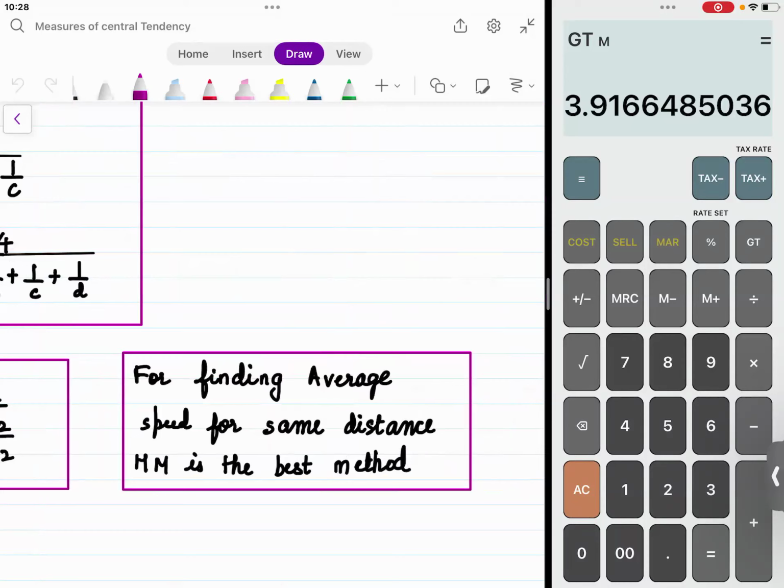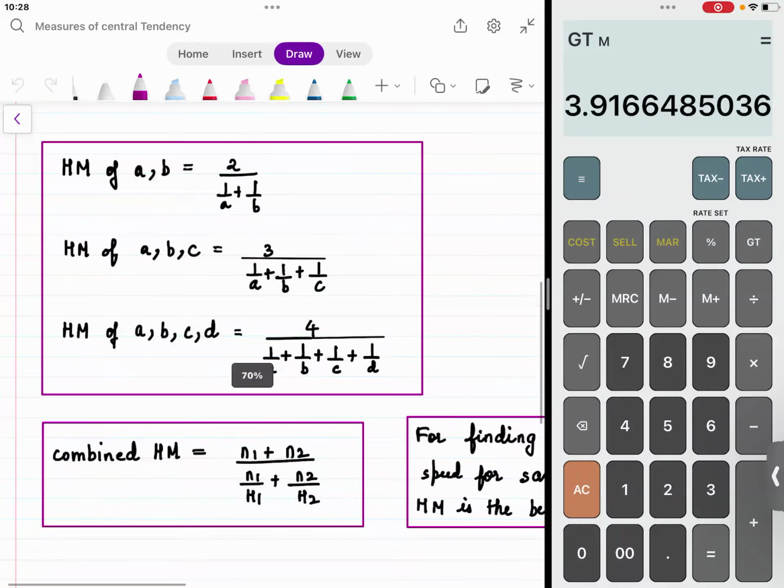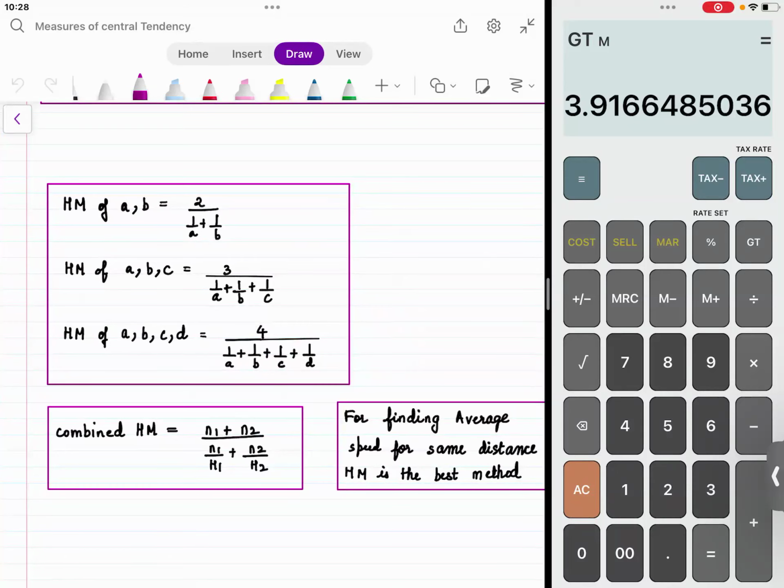For average speed for the same distance, which method is the best? Harmonic mean is the best method. Okay. So based on these formulas, let us do the problems.